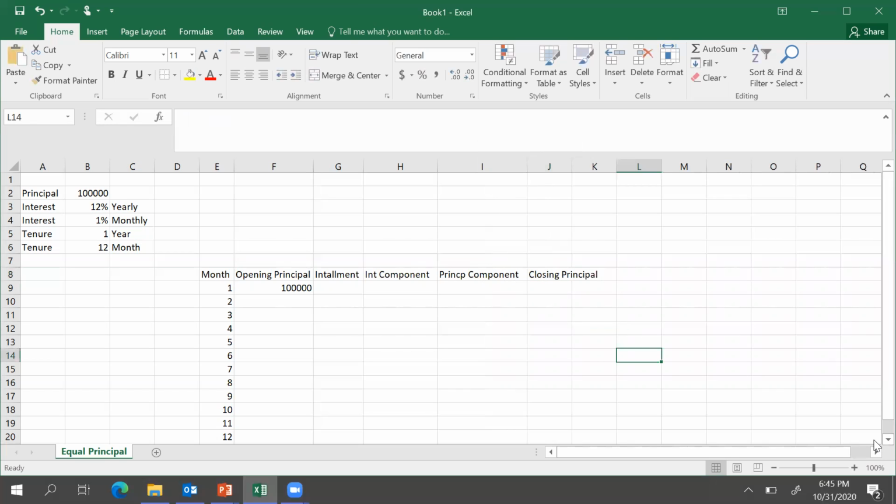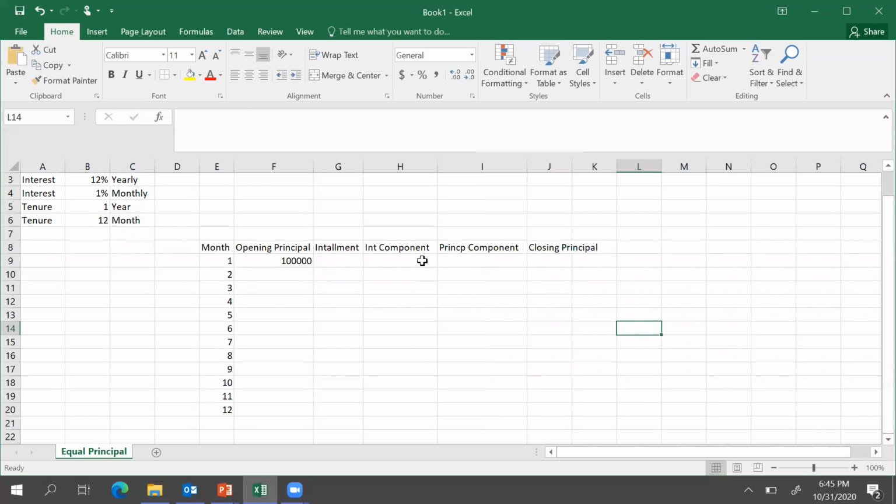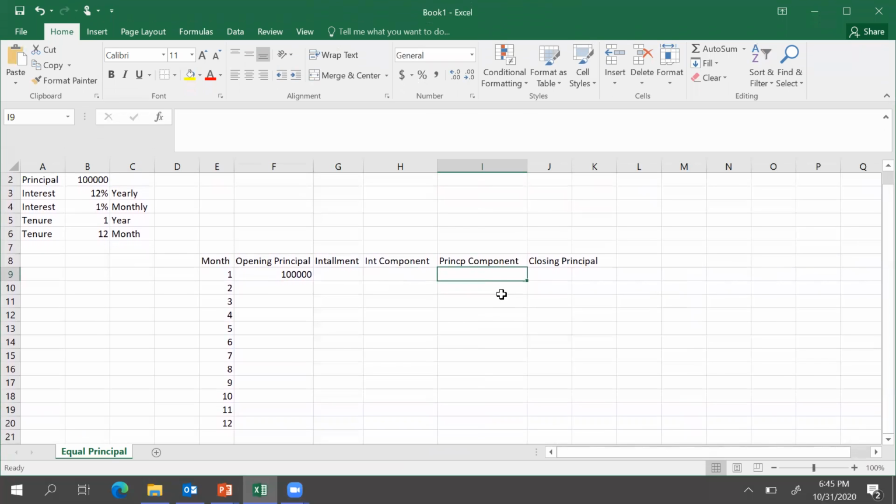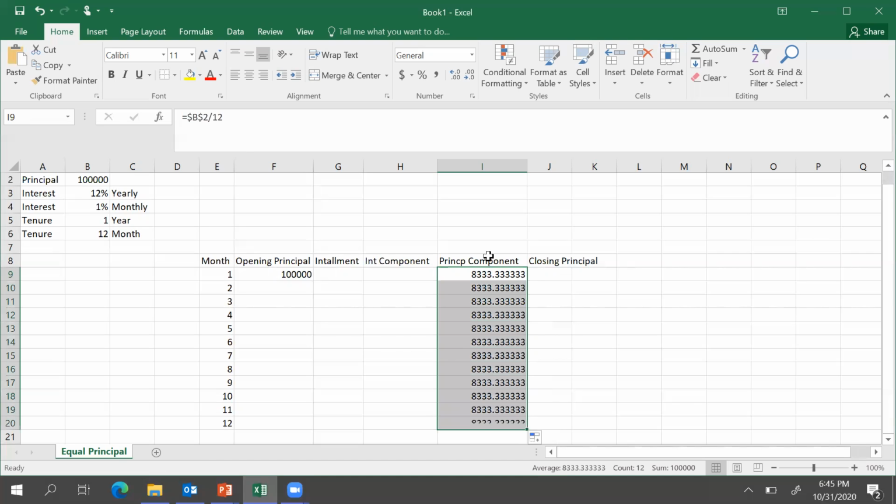Here you need to realize that this installment will be the sum of the interest component and the principal component. So you need to understand that an equal part of principal is being recovered in each and every installment. So we have to first find out what is the principal component. This will be 100,000 divided by 12. And for every installment, this component is going to be the same.